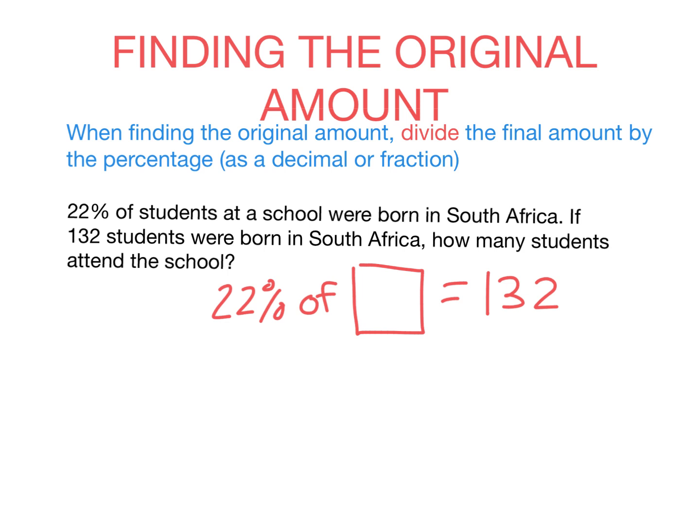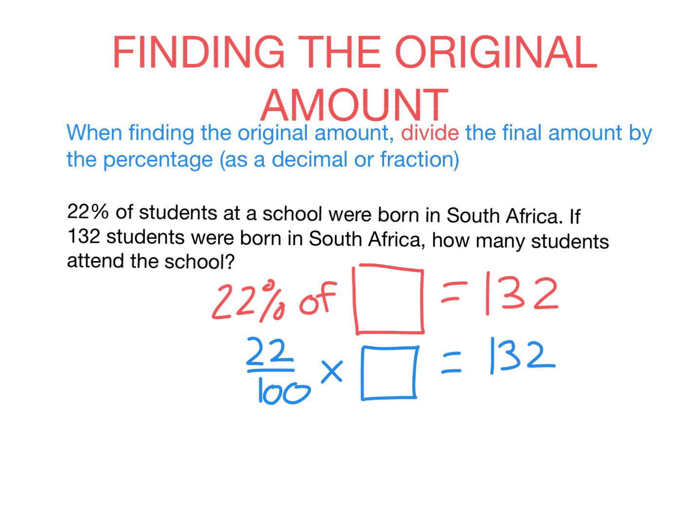So in order to solve this, we know that we convert percentages into fractions or decimals. Either way, it doesn't matter. We also know that of means times. So when we took this original number, the number of students at the school, it was times by 22 over 100 to get an answer of 132.